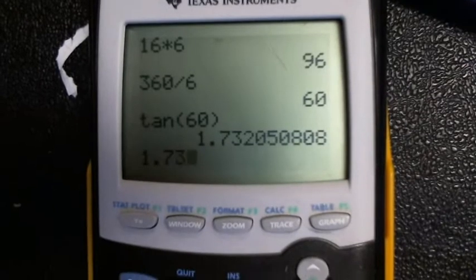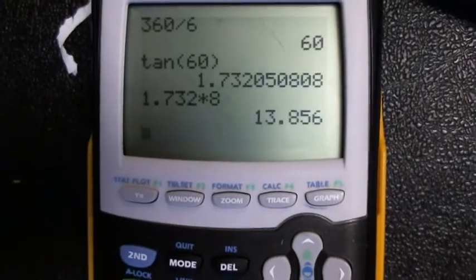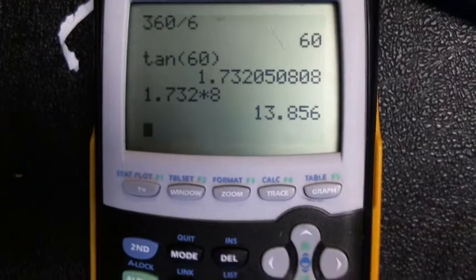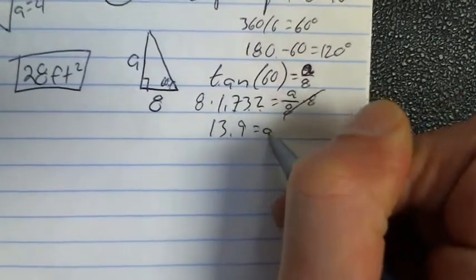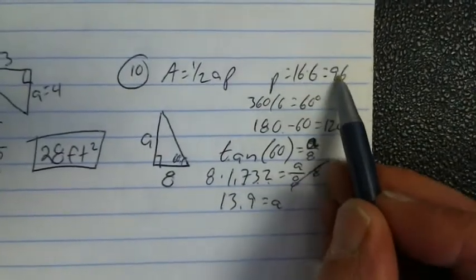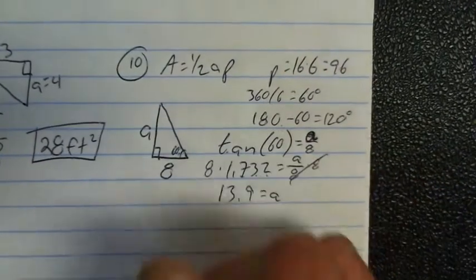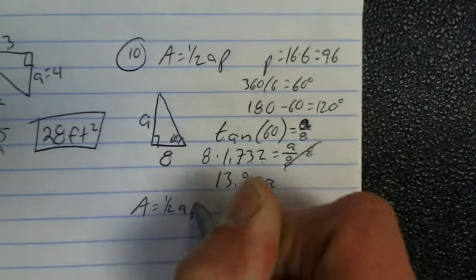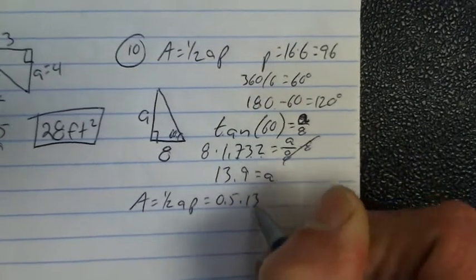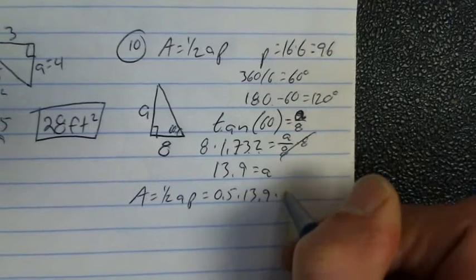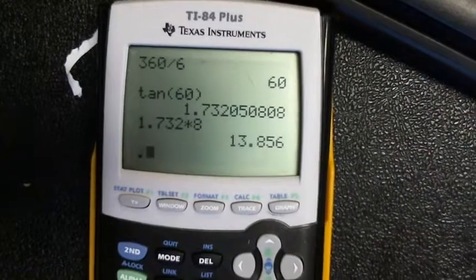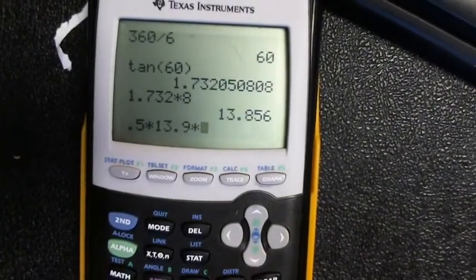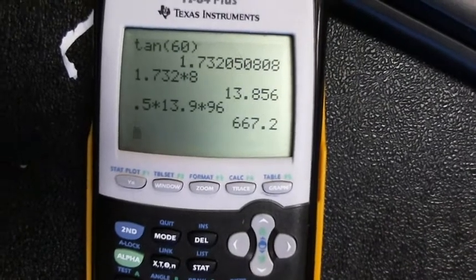Cancel. 1.732 times 8 is 13.856. We'll call that 13.9. There's our A. Got our perimeter. Area is 1/2 AP. There's our A, here's our perimeter. 0.5 times 13.9 times 96 is 667.2.